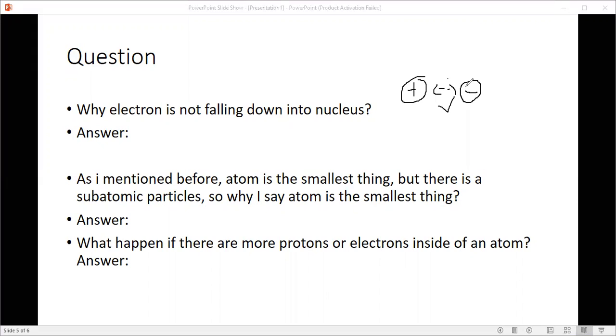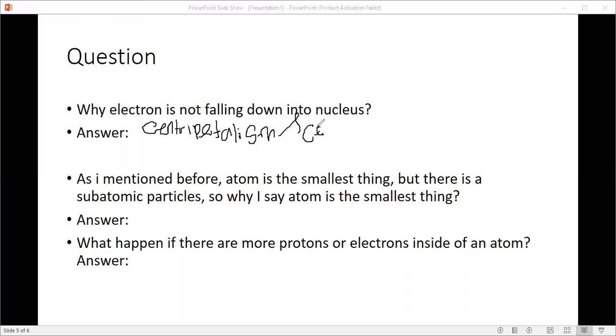So the answer is because of centripetalism and centrifugalism. So, what is centripetalism and centrifugalism?